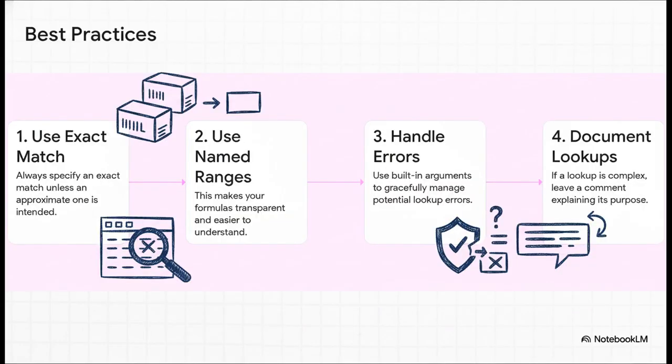So to wrap this all up, let's try to internalize these best practices. First, always be deliberate about your match type. XLOOKUP helps you out by defaulting to exact. Second, please use named ranges for your lookup and return arrays. It makes your formulas read like plain English. Third, handle any potential errors gracefully with that awesome built-in if not found argument. And finally, if your lookup is doing anything even slightly clever, just leave a quick comment explaining what's going on.